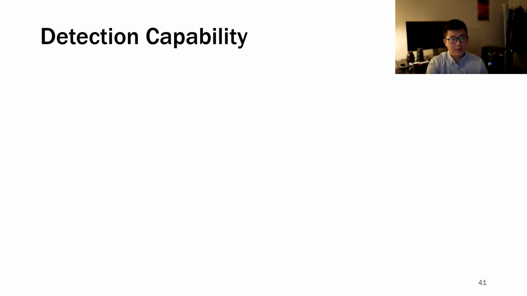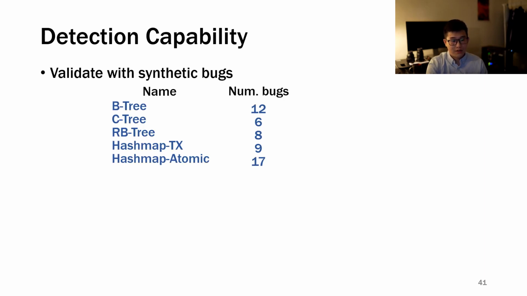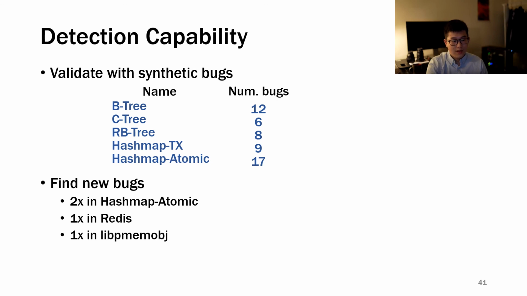And finally, we evaluate the detection capability. We validate with synthetic bugs into those macro benchmarks. And here I'm showing the number of test cases we used. And we also find new bugs that has not been identified by previous work, mostly due to the lack of cross-failure feature. We have 2 new bugs in HashMap Atomic, and 1 bug in Redis, and another bug in the PM-optimized library.